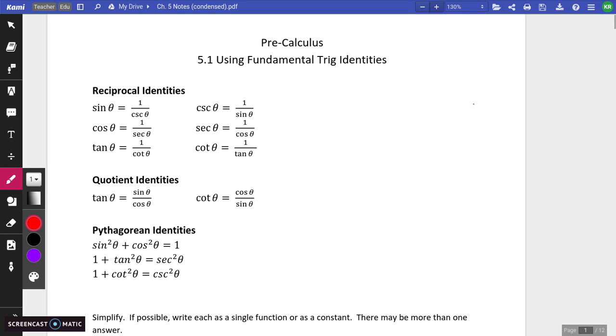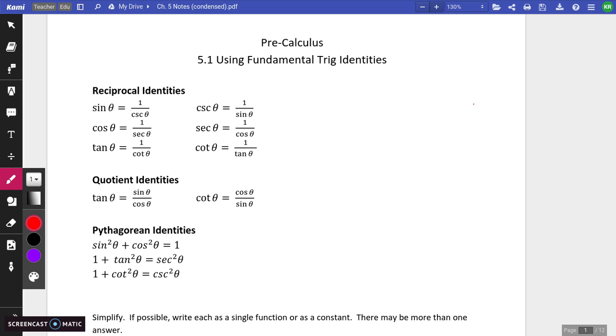All right, we're going to start a new chapter today. It's another trig chapter, but this is going to be quite a bit different than the trig that we have done so far. So having a knowledge of your unit circle is going to be helpful this unit, but otherwise it's going to be a lot of new information.